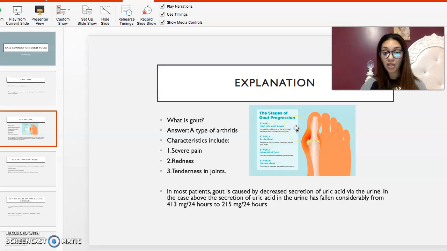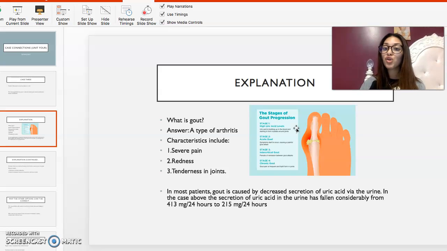So in most patients, gout is caused by the decreased secretion of uric acid via the urine, which this patient did have. In the case above, the uric acid has fallen considerably from 413 to 215, so almost half. And uric acid is known to be the end product of purine metabolism, and purine overproduction could be an underlying cause of the elevated serum level of uric acid.